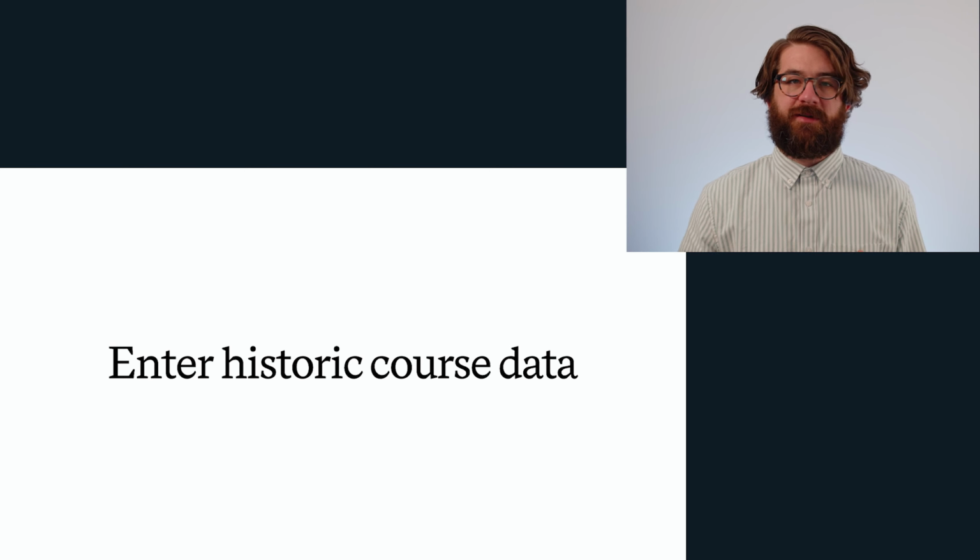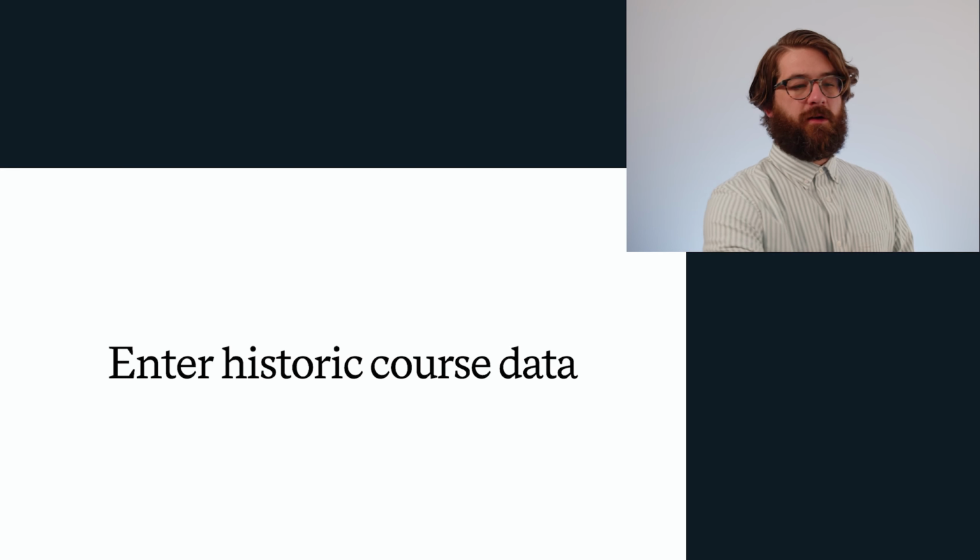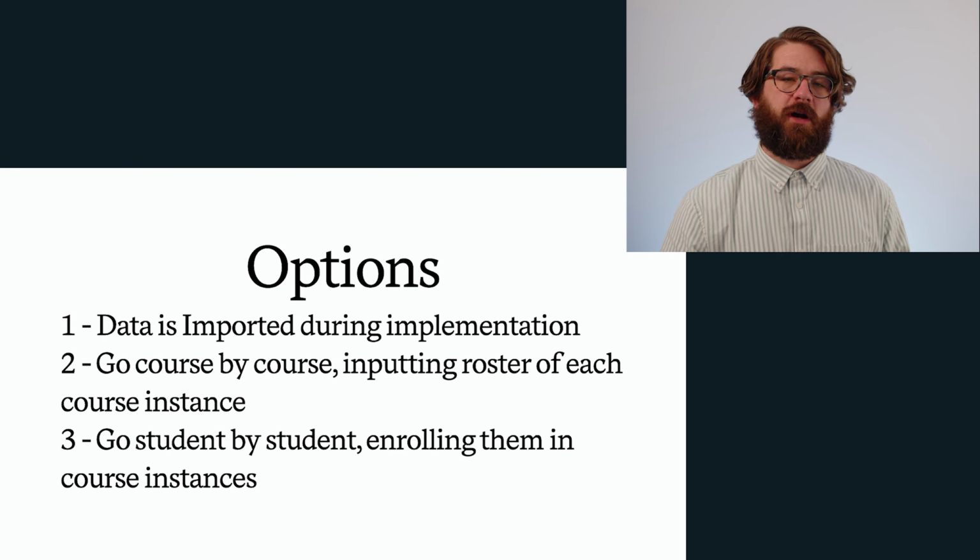And just to also throw in there, we can do those as unofficial transcripts or official transcripts. So that's another layer there. If you, for some reason, want to have an unofficial transcript that's really different than your official transcript, you're able to do that. Okay, the next essential step is entering historic course data. There are really three major options for this.